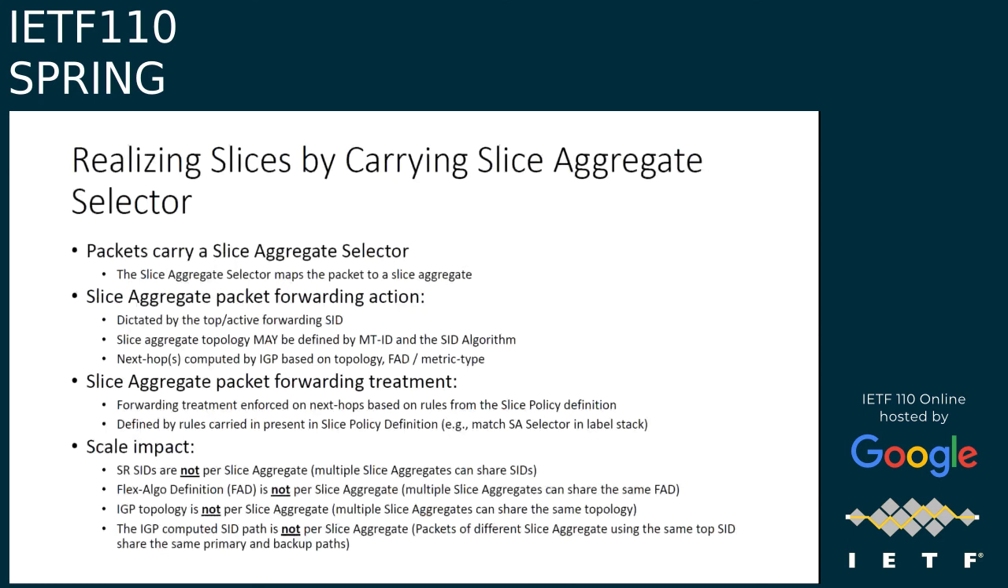The second option is carrying the slice aggregate selector or ID in the packet. The forwarding action in this case is determined by the top active segment, whatever the top active segment would be. Next hops are computed as usual by the IGP, based on the topology and the optimization metric. The forwarding treatment, as I mentioned, is part of the slice policy definition that we install. In terms of scale impact here, we are reusing the SIDs. So multiple slice aggregates can use SIDs that are defined or instantiated in the network. They are not specific to a specific slice aggregate. The FAD can be shared by multiple slice aggregates based on the topology requirement. Again, the second bullet is about the topology being shared. And the last point is that the computed path, as a result, can be shared by multiple slice aggregate packets, depending on the top active segment. Next slide, please.